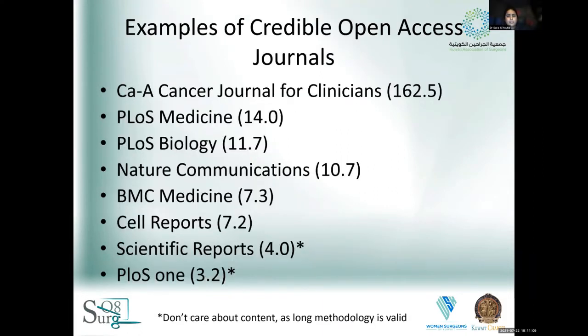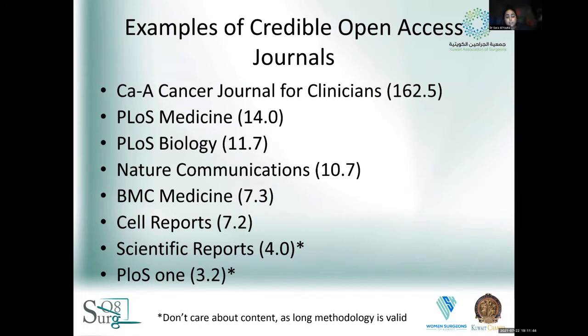I just put a few examples of credible open access journals. In fact, the Cancer Journal for Clinicians has an impact factor of 162, which is one of the highest in medicine, mostly because it's mostly review articles, and those are highly cited. But you also have PLOS Medicine, PLOS Biology, Nature Communications. These are all high impact journals. So I just want to make the case that not all open access journals are made equal, and you should think about it. I put asterisks on two journals specifically: Scientific Reports and PLOS ONE.